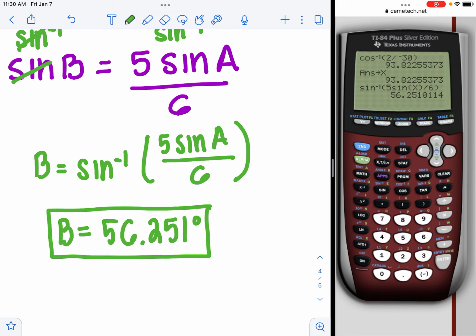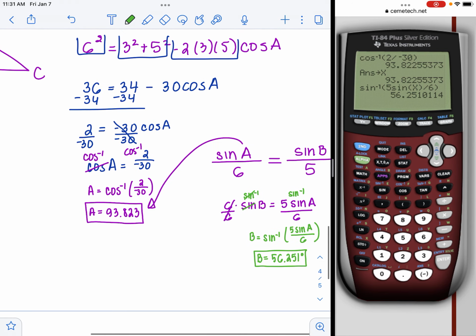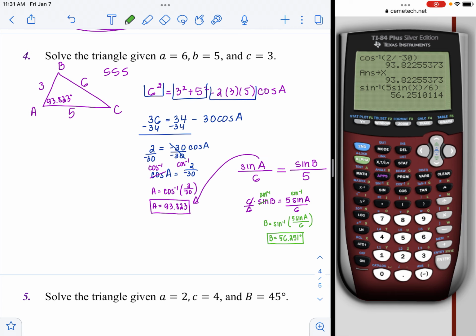Oh, I also forgot to mention that I'm rounding to 3 decimals because it didn't say where to round to on this particular set of notes. And in pre-calc, we do 3 decimals unless otherwise stated. So just follow directions to whatever they say. Okay. All right, so now I have angle B is 56.251. So now you can see you're only missing angle C.